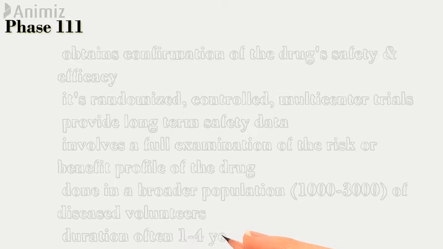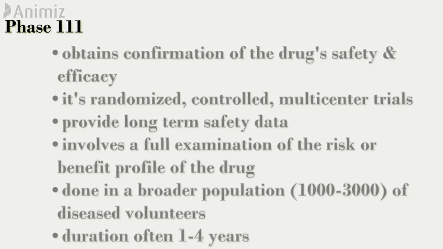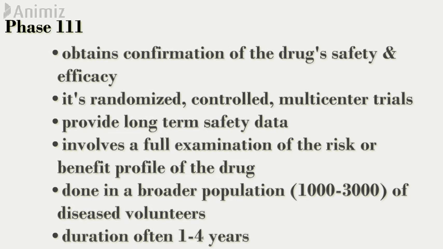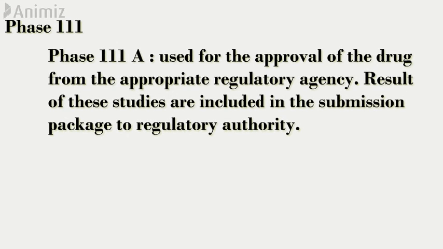It is done in a broader population, usually from 1000 to 3000 patients over a longer period, often 1 to 4 years. Phase 3 has two stages of study, 3A and 3B. Phase 3A studies are used for the approval of the drug from the appropriate regulatory agencies. The result of these studies are included in the submission package to regulatory authorities.